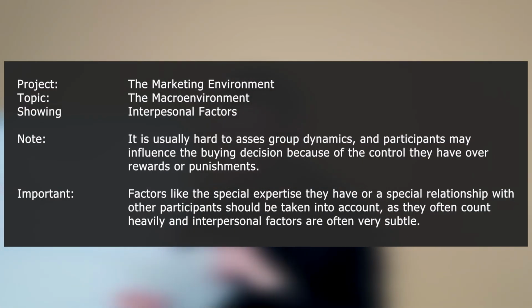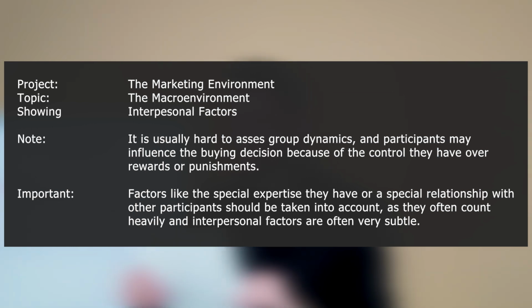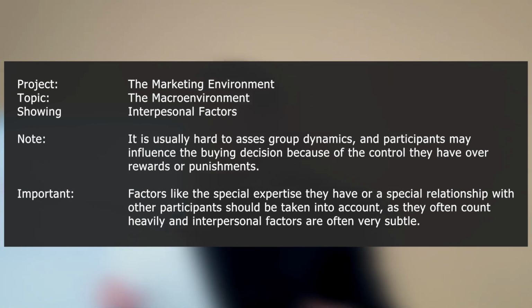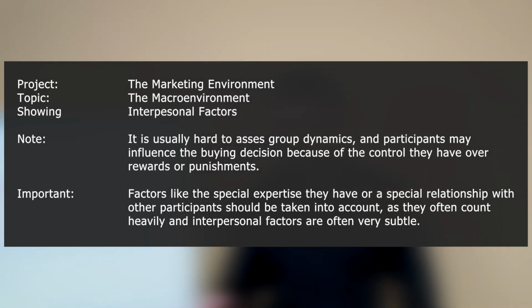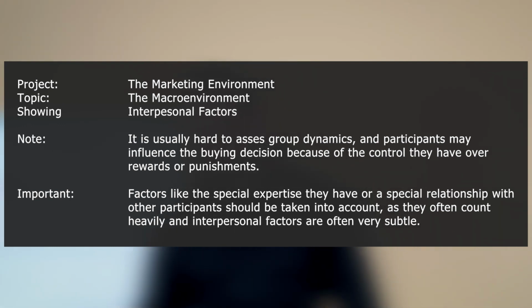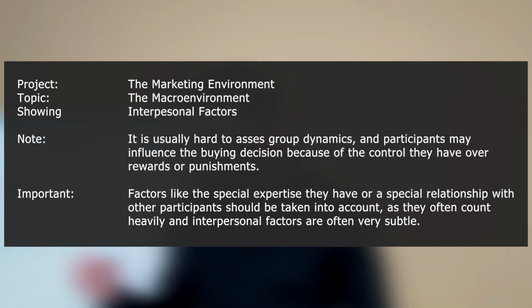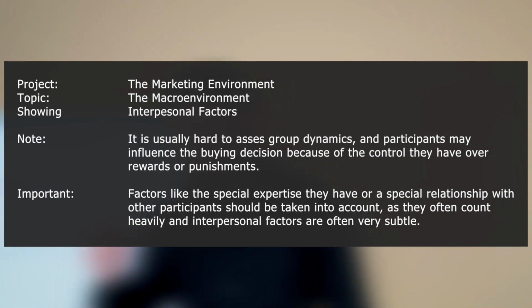Most of the time, the buying center includes participants who influence each other, therefore the existence of interpersonal factors. It is usually hard to assess group dynamics and participants that may influence the buying decision, because of the control they have over the rewards or punishments. Factors like the special expertise they have or the special relationships with other participants should be taken into account, as they often count heavily and interpersonal factors are often very subtle.